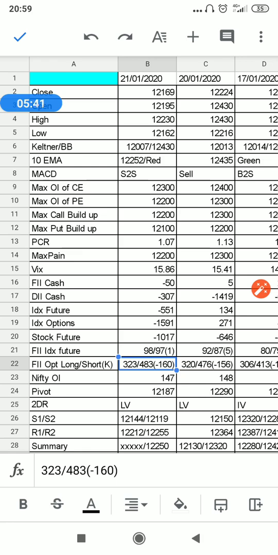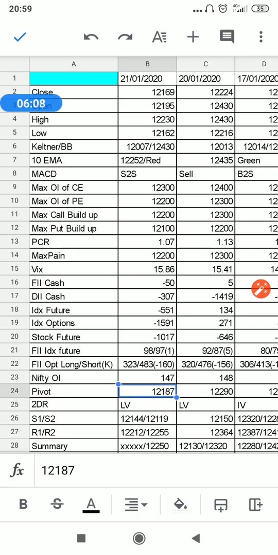Similarly, FI option data says that they are 323,000 contracts long and 483,000 contracts short. So in total they are short 160,000 contracts. So with puts or through options, FIs have built a short position. Nifty OI has not increased. Okay, so there is no heavy open interest build-up.